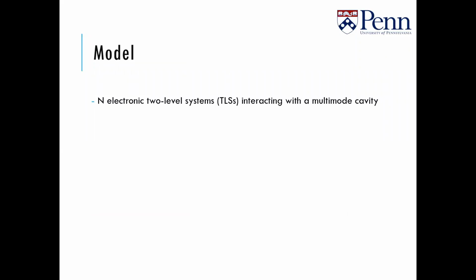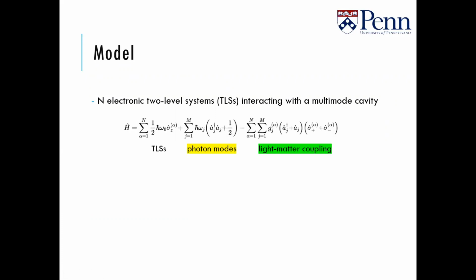Here in this topic, we study an electronic two-level system interacting with a multimode cavity. And here is the Hamiltonian. The first term is n two-level systems. The second term is m photon modes, and the last line is the light-matter interaction.